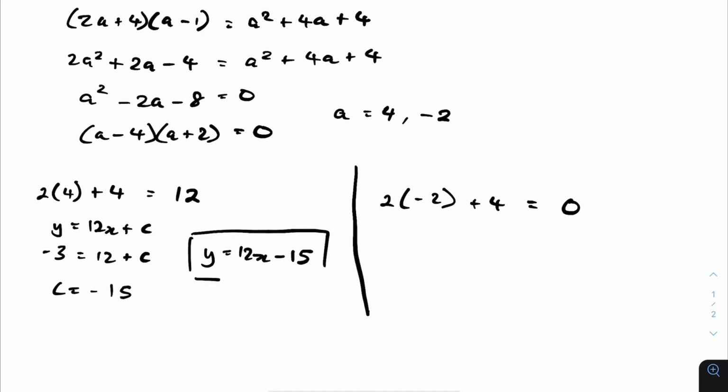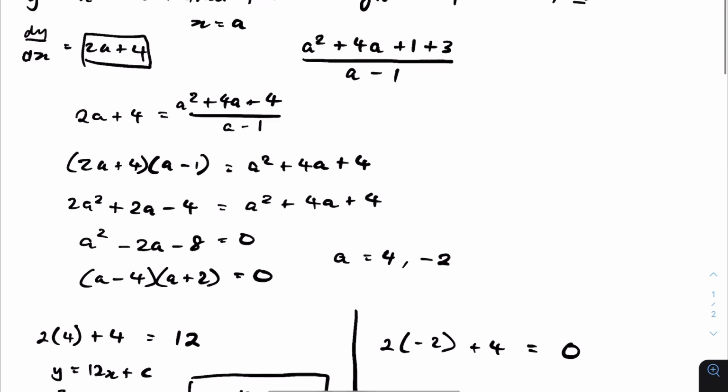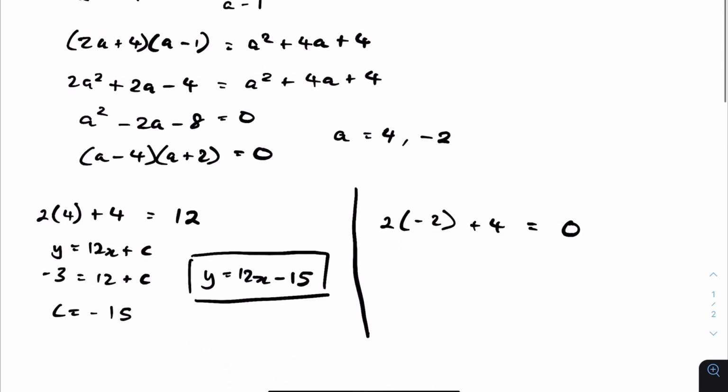That's equation number 1. The other equation, our gradient is 0, so we just have to look at the y value of the coordinate here, which is negative 3. So our other one is y is equal to negative 3. So that's how you solve this problem.